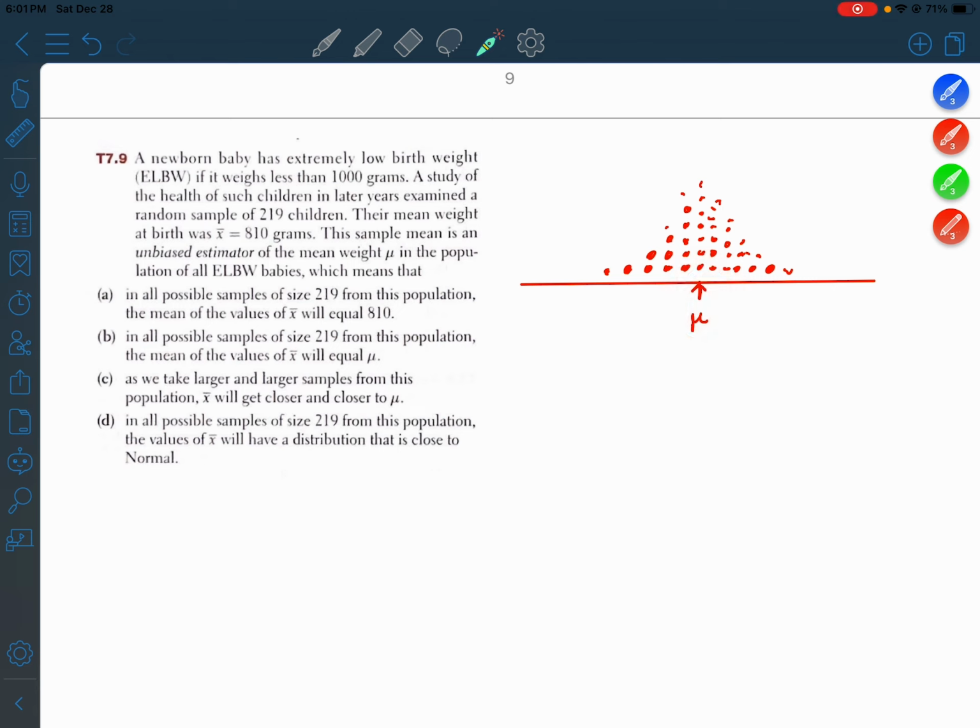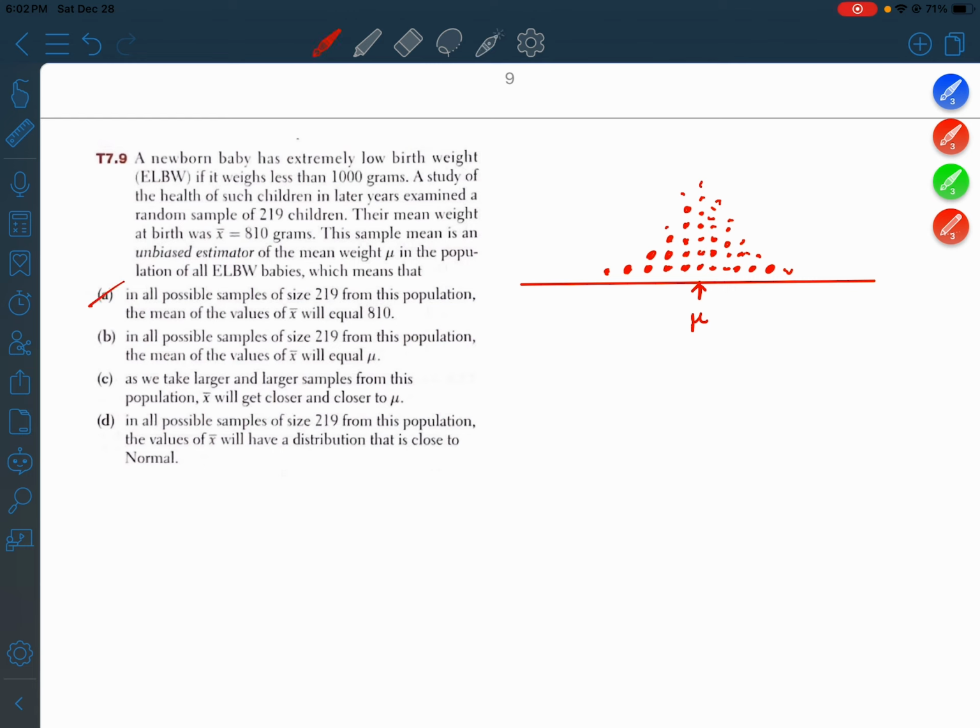Okay. All right, so that's what unbiased means, that in the long run, our estimates will center around the true value. All right, so A says, in all possible samples of size 219 from this population, the mean of the values of X bar will equal 810. No. So the mean from one sample, one of the estimates, is 810, but the average of all the estimates will not be 810. Okay, so that's not true.